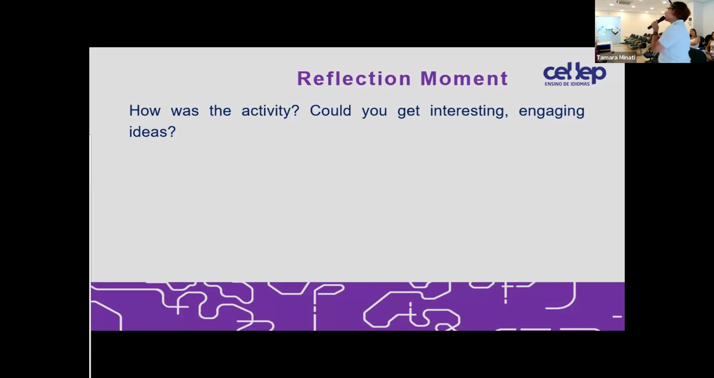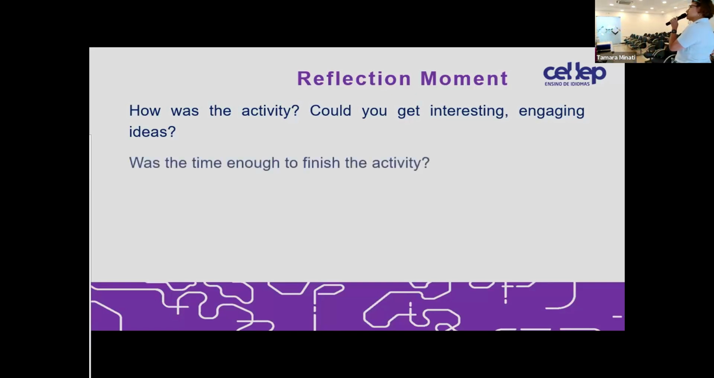Something else I want us to reflect on. Was time enough to finish the activity? Because I have to say that the girls here, individually, finished the activity pretty fast. I think that in 5, 7 minutes, the activity was done. What can you tell me, people in pairs and groups? Did you have the same? Did you need the same time to finish? Or was it necessary to have more time? What can you say?